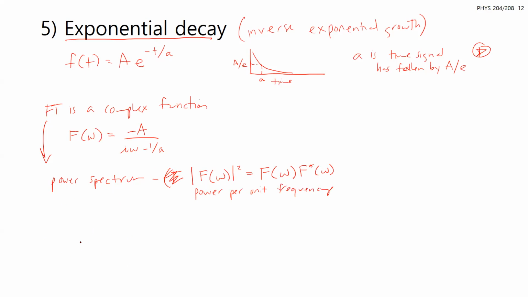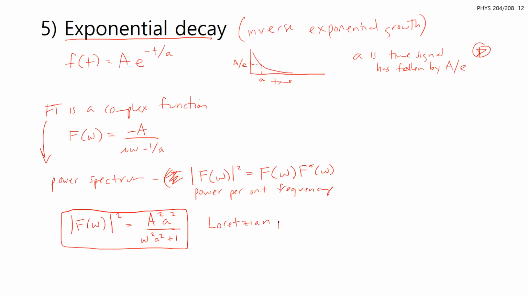And the reason that we're taking this and looking at the power spectrum is because that's actually like a named function that's useful. So if we take the power spectrum here, it'll show up as capital A squared times lowercase a squared over omega squared a squared plus 1. And the form of this power spectrum, we're in the frequency domain here, is this expression here is a Lorentzian function, or a Lorentzian profile.